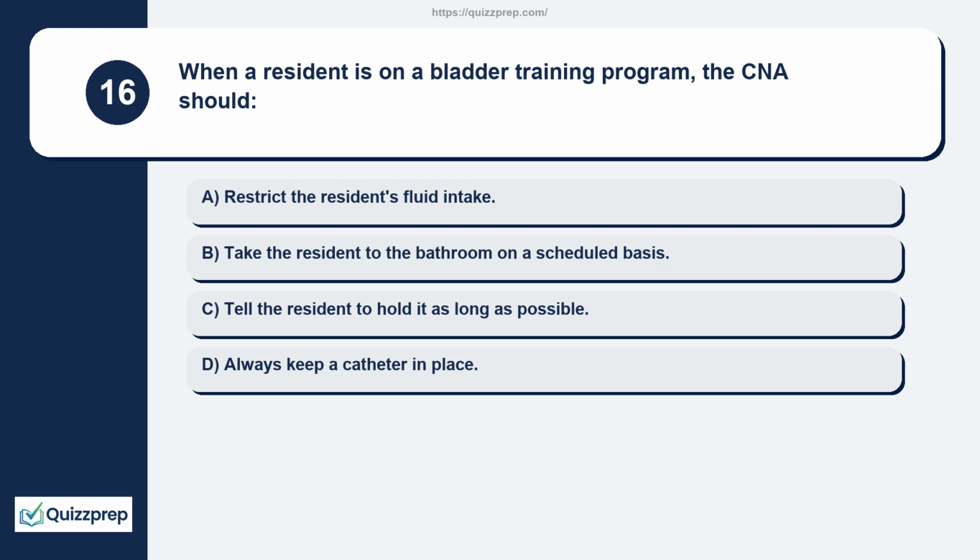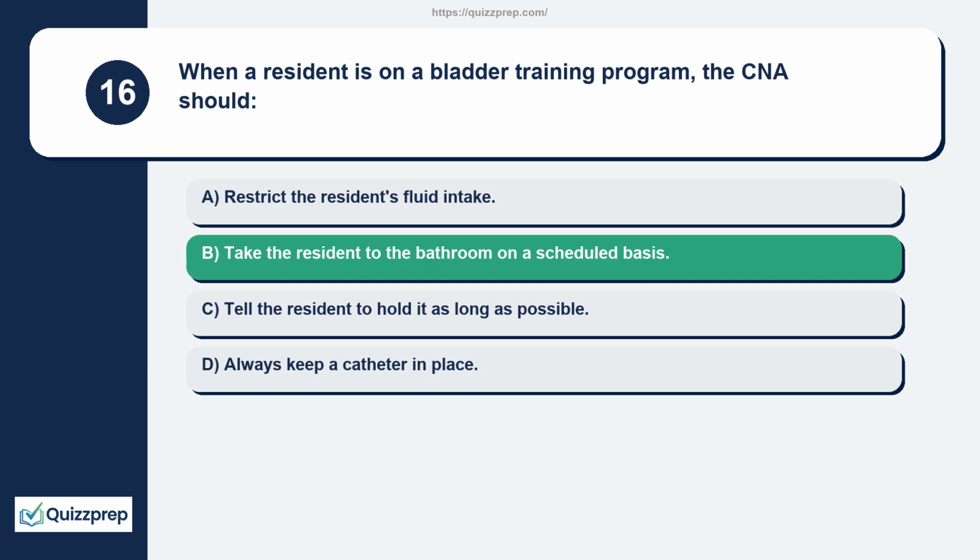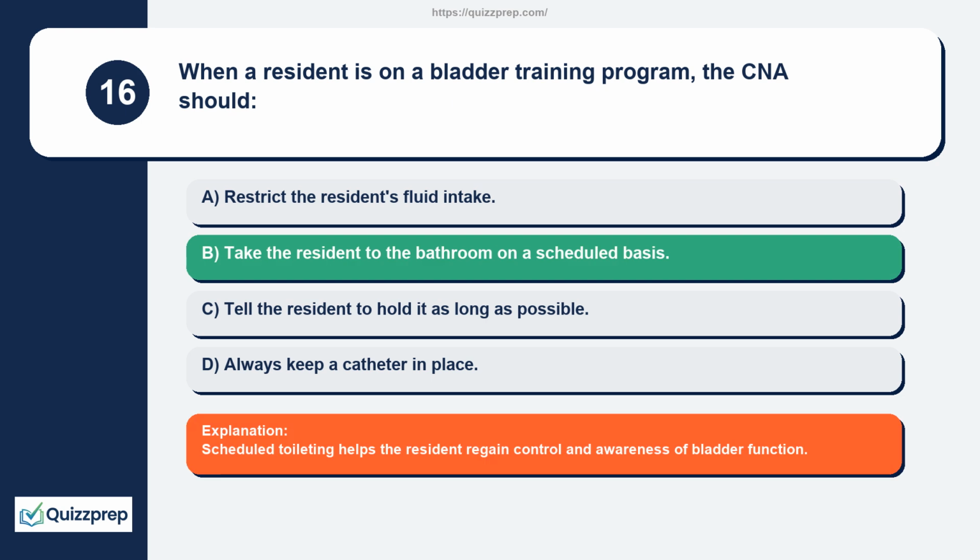Question 16. When a resident is on a bladder training program, the CNA should restrict the resident's fluid intake. Take the resident to the bathroom on a scheduled basis. Tell the resident to hold it as long as possible. Always keep a catheter in place. Scheduled toileting helps the resident regain control and awareness of bladder function.